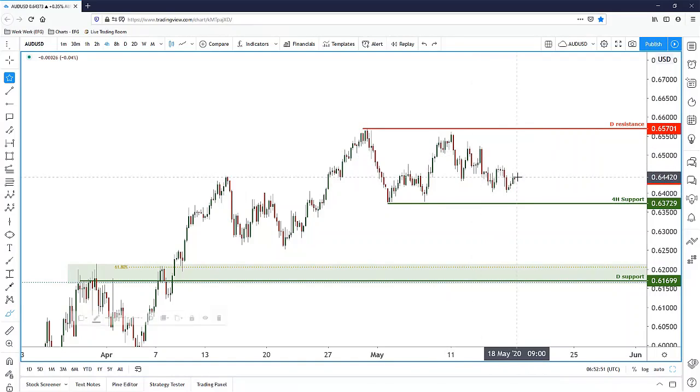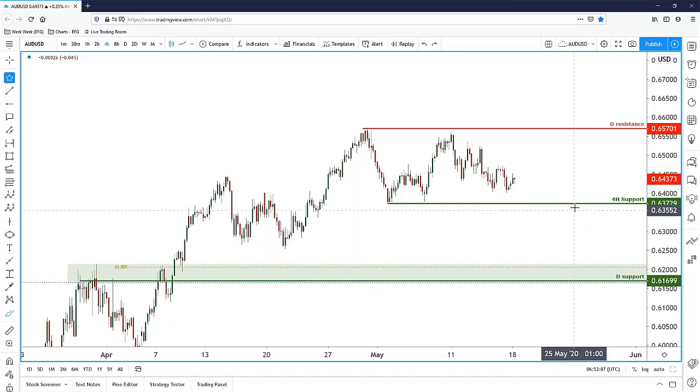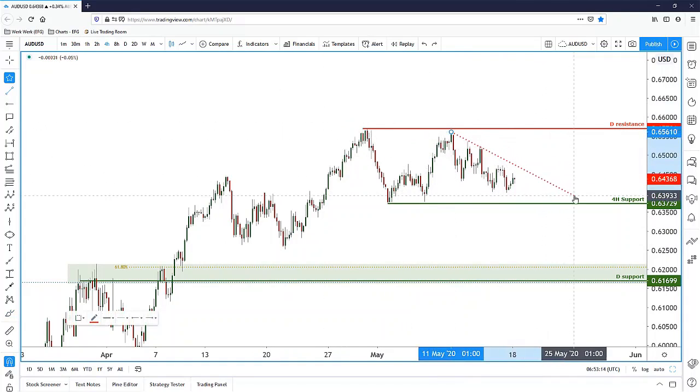The first scenario is for price to come down to the 4-hour support before making a bounce up to the daily resistance. The second scenario is for price to come down to the 4-hour support, break below it, retest, and go all the way down to the daily support. So there are two scenarios here. And let's just connect all the highs to draw that trend line.